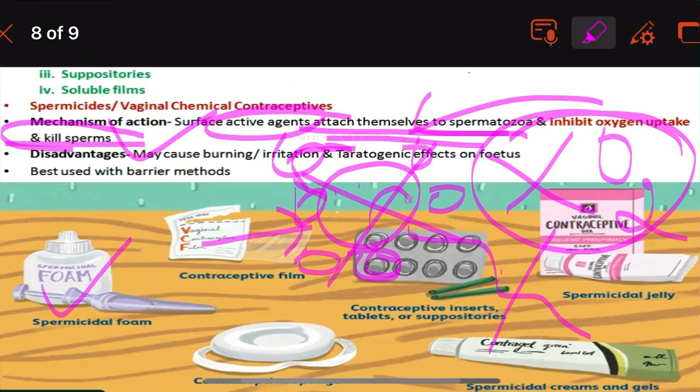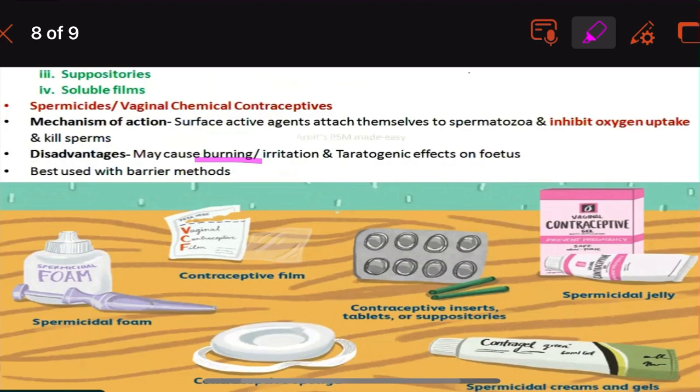The disadvantage, it will cause burning, irritation, teratogenic effect on the fetus. So we also have certain other drawbacks. We see that these spermicides must be used immediately before the sexual intercourse. Also, they have to be repeated during each act. Besides the messiness, we also have the irritation, burning. They have to be inserted into the regions of the vagina where the sperms will be deposited. This is also a kind of drawback.